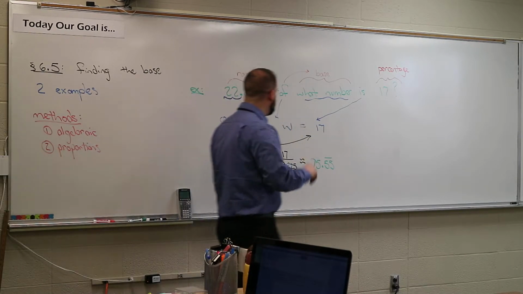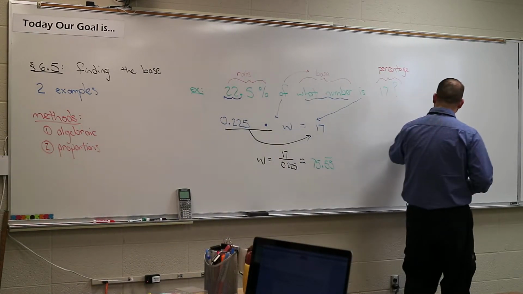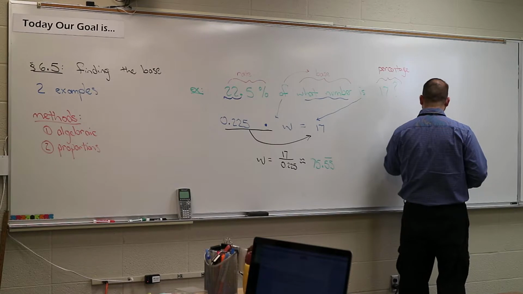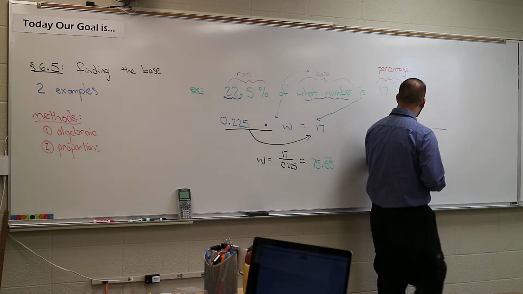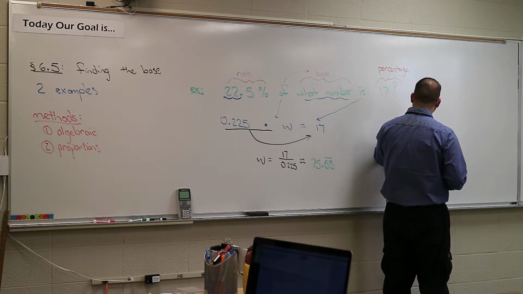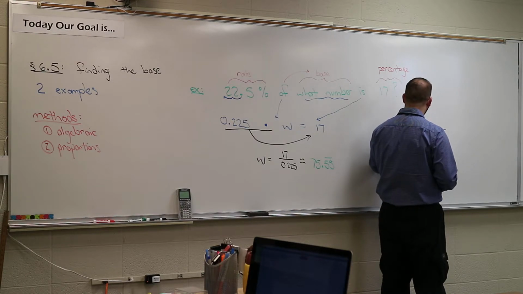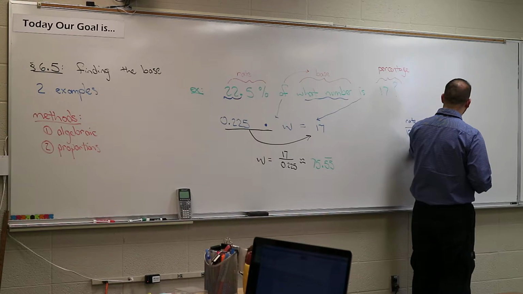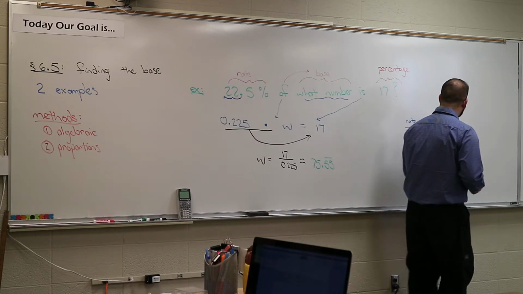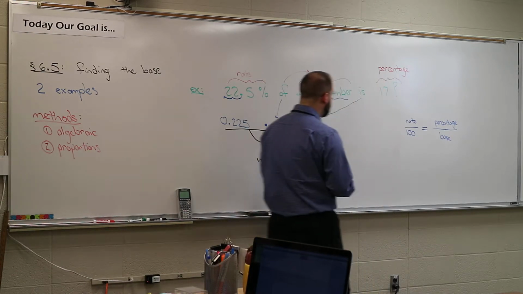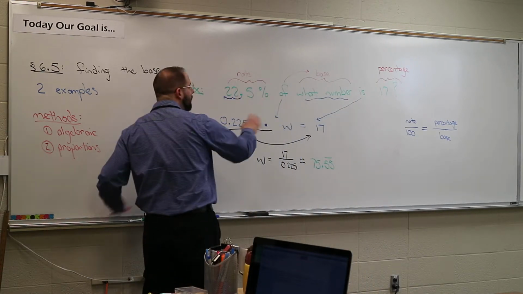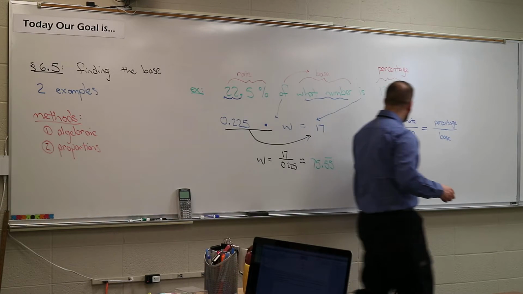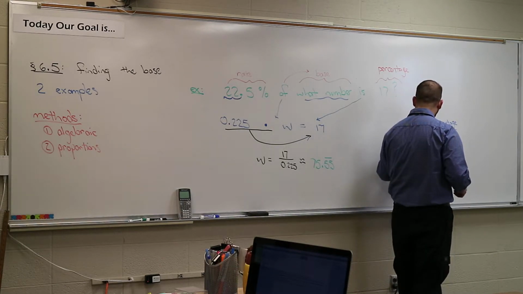Okay. Second way to do this problem. If you wanted to, you could do it by the proportion way that we did it yesterday. Now I'm going to put this back on the board with my little key here. Rate goes here. 100 goes on the bottom of it. Percentage goes here. That's my small number. And then the base goes on the bottom. So if you're going to set it up like this, you could do it this way. So if I was doing this exact same problem, the rate was 22.5%.